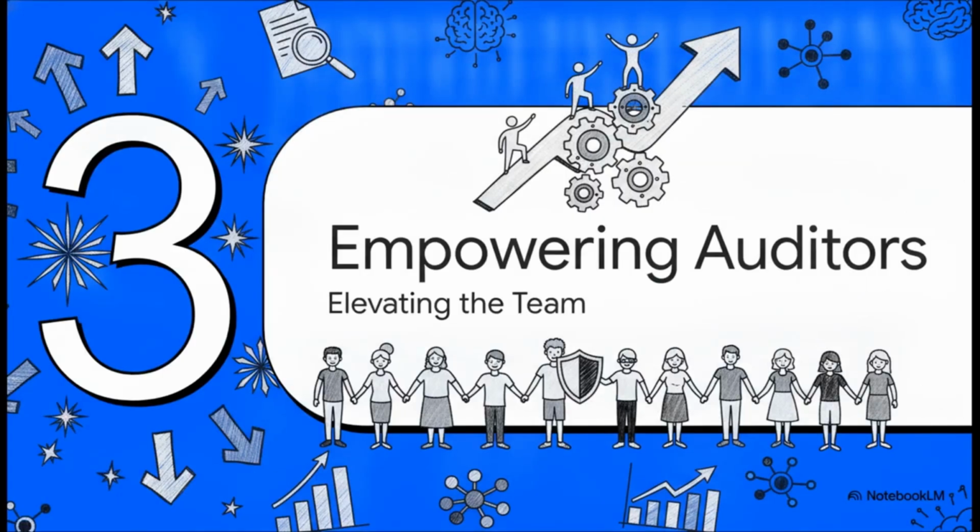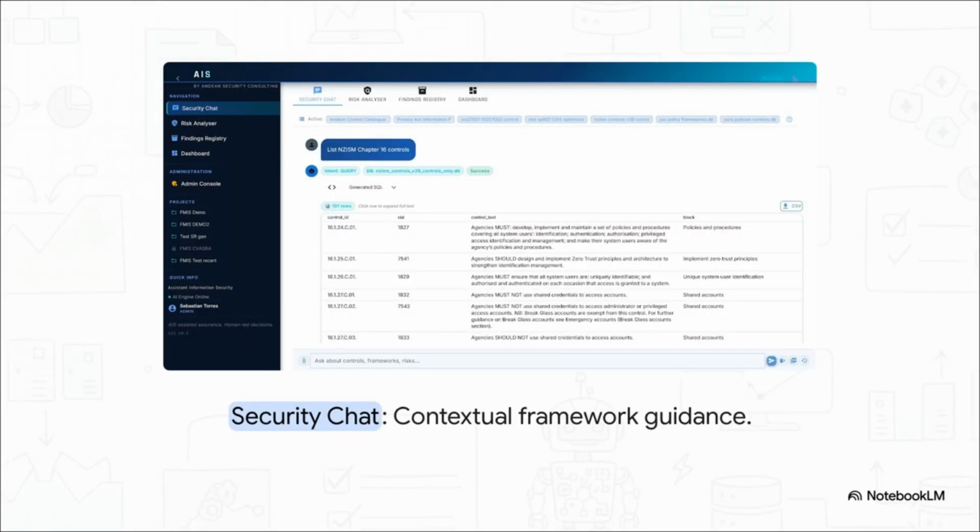Section 3, empowering auditors and elevating your whole team. Look, for junior auditors, tackling complex frameworks like the New Zealand Information Security Manual, or NZISM, can be incredibly daunting, but check out this security chat interface. Your junior team members can pull up specific framework requirements instantly. They can ask the AI, "Hey, how do I assess this control?" Or, "What evidence should I expect here?" They are literally building their skills on the job with contextual, real-time guidance, while the final decision always remains firmly in their hands.